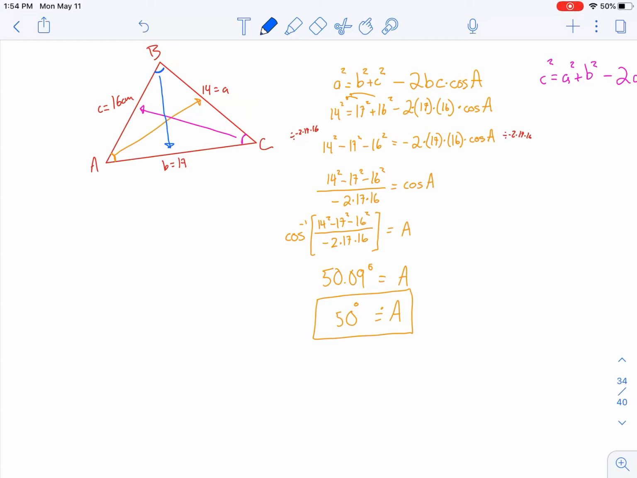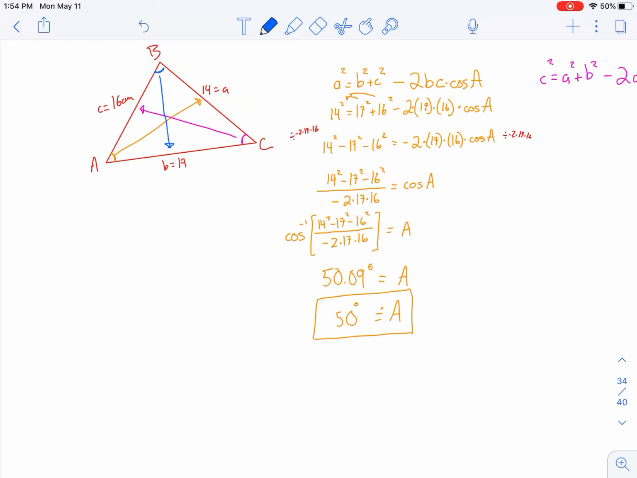Then I want to isolate for B, get B all by itself. To get rid of the sine that's attached to B, you take the sine inverse of both sides. So B equals sine inverse of 17 times sine of 50.09 divided by 14, to solve for that angle measurement of B.